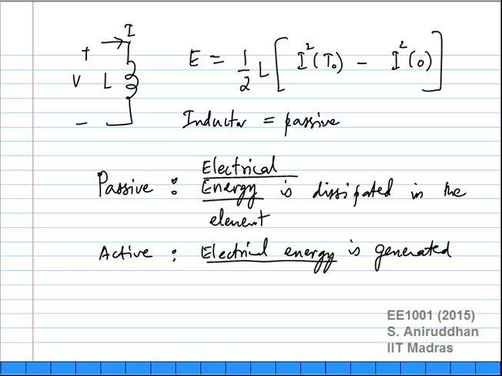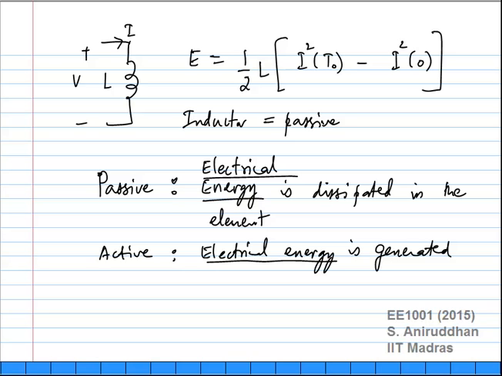The difference between capacitors and inductors and resistors is this point of power being dissipated. In the case of a resistor, the power is dissipated typically in the form of heat energy. In the case of an inductor or a capacitor, the energy is only stored. This half Li squared or half CV squared can be reused in electrical form at a later time. So it only stores energy.